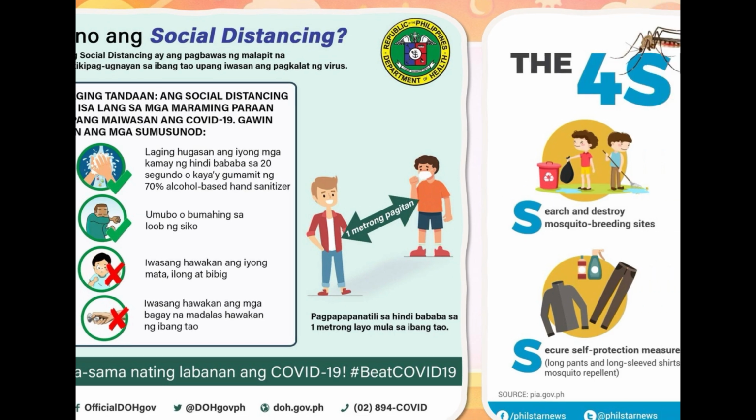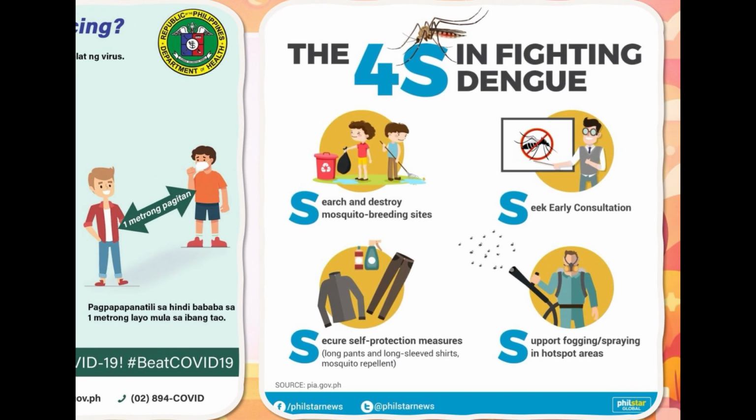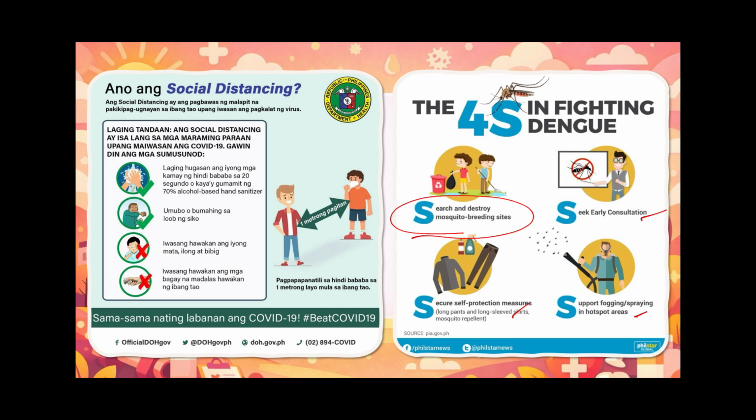So we've seen that, and then of course itong 4S in fighting dengue. So this will of course require collective behavior, kasi parang kahit ikaw lang ang mag 4S parang hindi siya magiging effective. Kasi for example, if not everyone is doing search and destroy, edi mag-search and destroy ka sa bahay mo, pero kung yung kapitbahay mo hindi nag-search and destroy at doon namuo yung mga Aedes aegypti na mosquito, then you might still have dengue. Seek early consultation, secure self-protection measures like wearing long sleeves or putting lotion on yourself, and then support fogging or spraying in hot spot areas. But of course, ayaw din naman nila ng indeterminate fogging, so you really have to talk to the municipal public health office to coordinate these things.